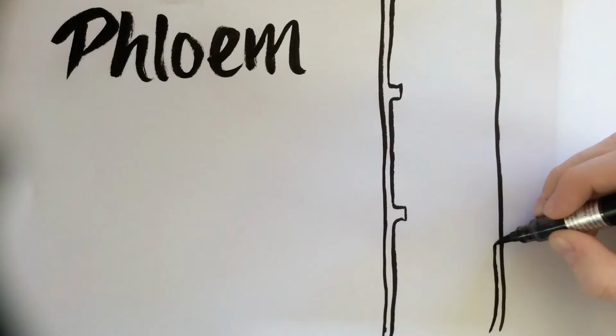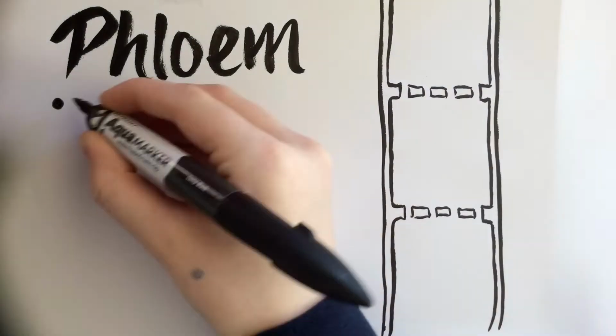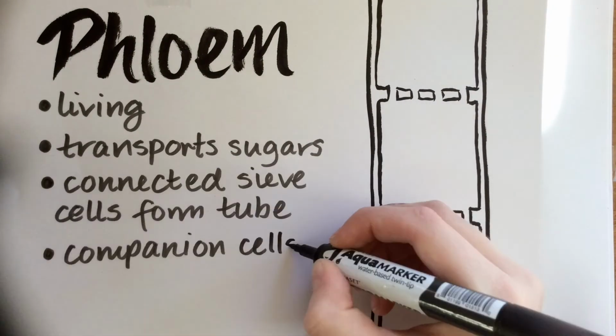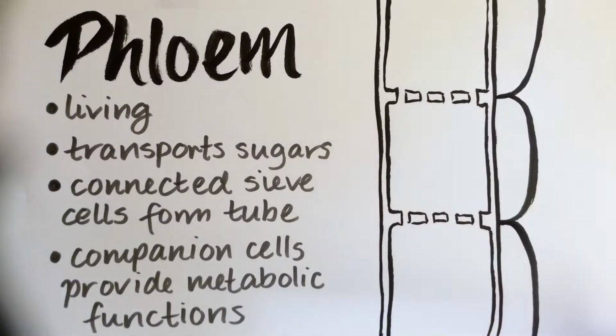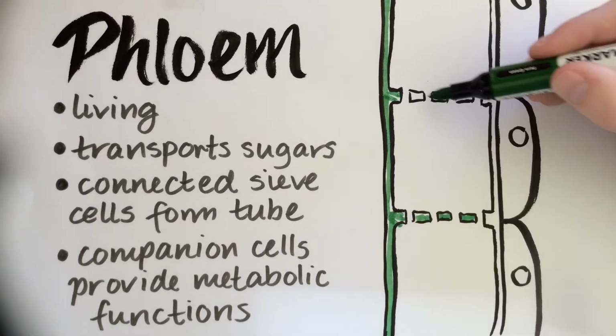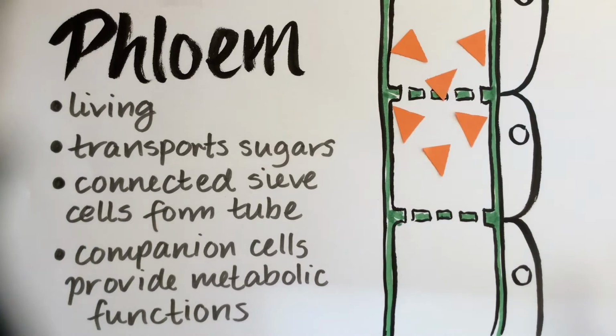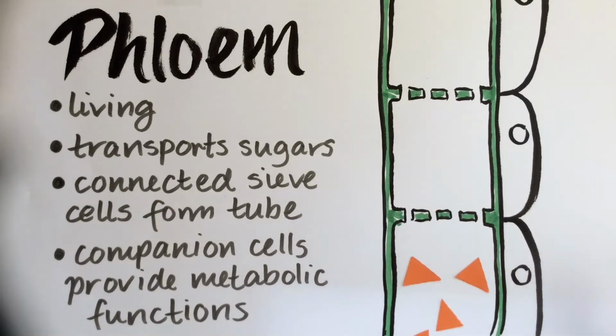The phloem, however, is living and transports sugars in the plant. It is composed of elongated sieve cells with sieve plates between them, forming a tube with cytoplasm and few organelles, and has companion cells to provide metabolic functions. Here sugars are shown as orange triangles and companion cells are pictured on the right.